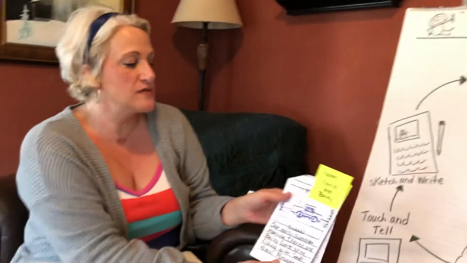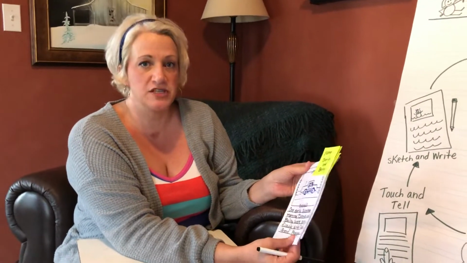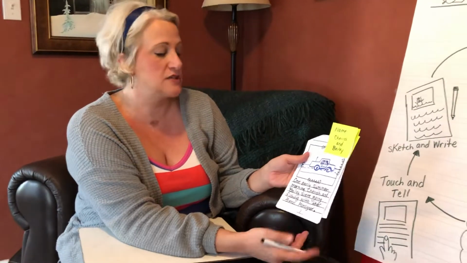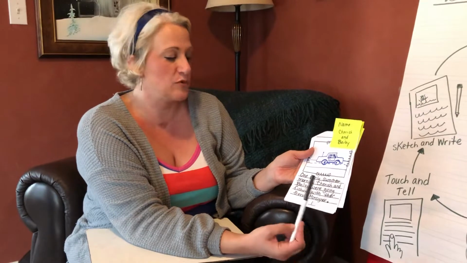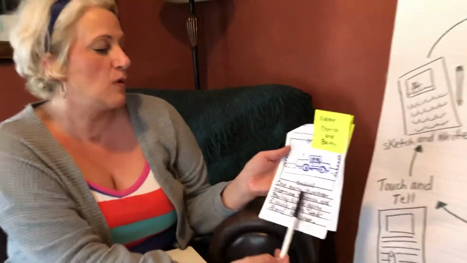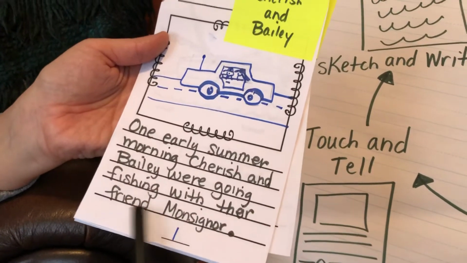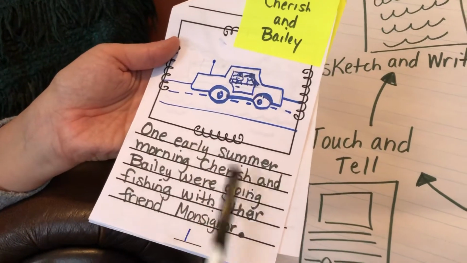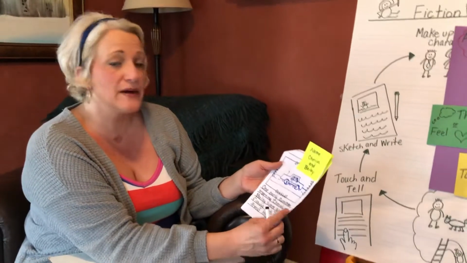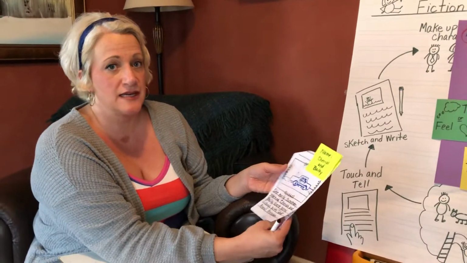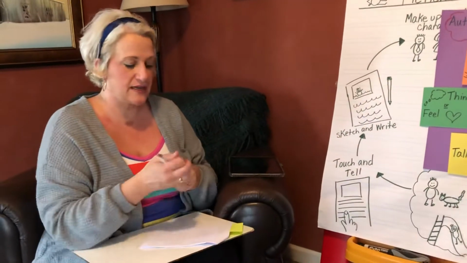If you remember, this is my story all about Cherish and Bailey, and it's about them going fishing and Cherish catching the big fish. So let's reread how I started my story and see if I can add more to bring it to life. One early summer morning, Cherish and Bailey were going fishing with their friend Monsignor. So I say when it is, who's going, and where they're going. But you know what I'm thinking about? What that morning was like when I went. So I'm going to see if I can add a little bit more.